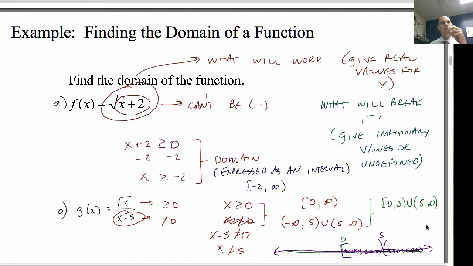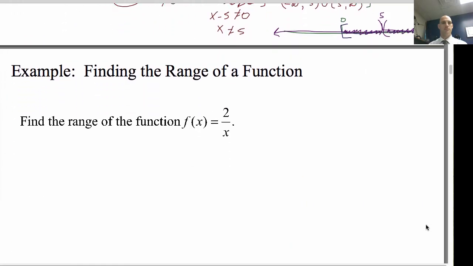Does that make sense? So if you ever get confused and you're like, I don't really know, draw a number line. And it's the part of the domain that works for everything. Okay, so if it doesn't work for one of the parts, it can't work at all. All right, that's finding domain.